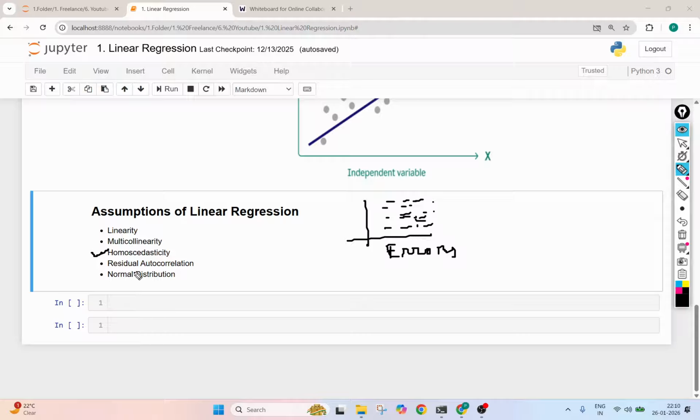Next, we have residual autocorrelation. So what linear regression assumes is there should be no autocorrelation of errors. That is, errors should not form any pattern. Again, very much related to homoscedasticity. Not exactly the same, but related. The errors that we have should not form any pattern. If we see any pattern formation, it means there exists some sort of residual autocorrelation.